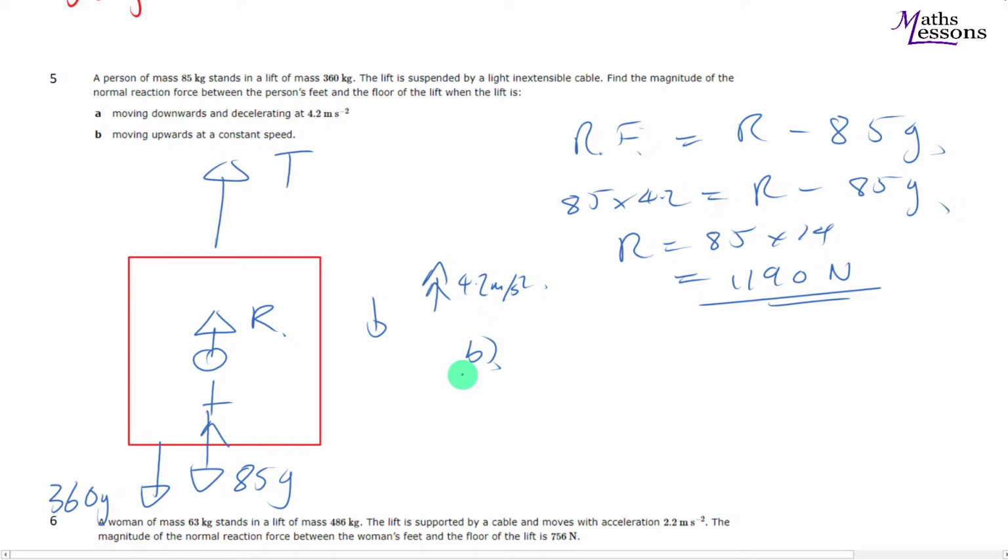So part B, moving upwards at constant speed, that means acceleration is equal to 0. So that means we're in equilibrium. So that means all the forces going up equal all the forces going down. So therefore R will equal the 85g. That will come out to be 833 newtons.